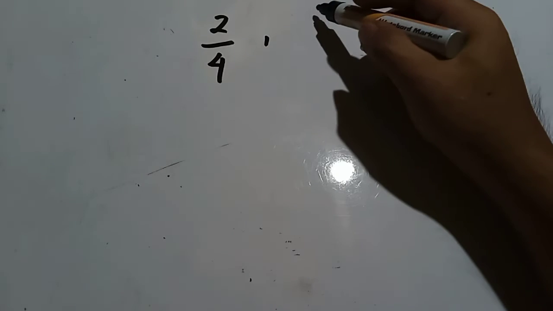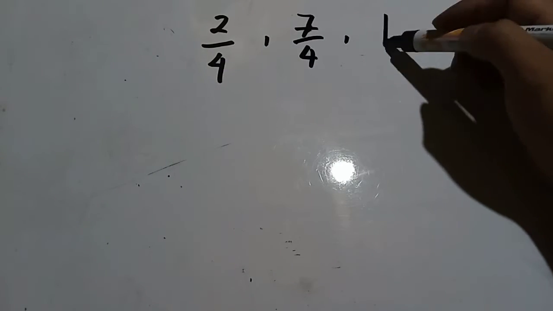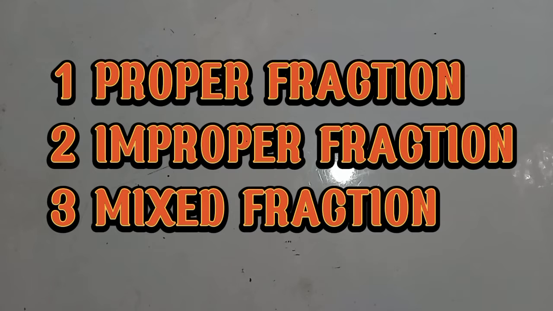Alright, so for example, we have 2/4, 7/4, 1, and 2/5. So those are the following fractions. Okay, what are the kinds of fractions? Give me one. Yes, very good. So we have proper fractions. Another. Improper fractions. Great. Next, we have mixed fractions.